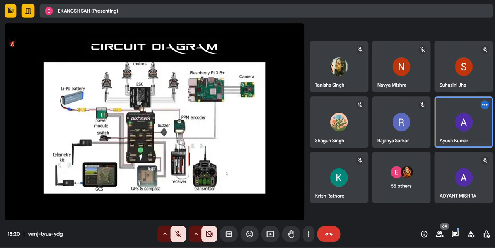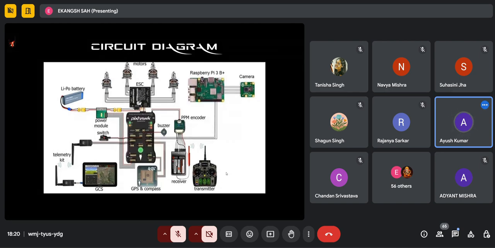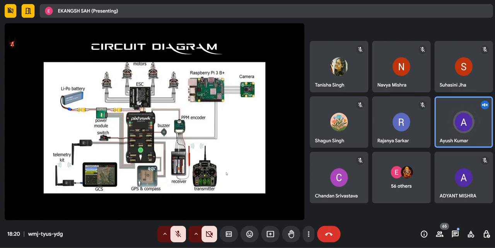Then there is a switch. The switch is used for manual power off or on of the system. Then there is a compass, which is used to know the orientation of the aircraft, and GPS for location. Then there is a telemetry kit. It comprises two modules. One module is connected to the flight controller and the other to the ground control station for two-way communication purposes. Next slide.